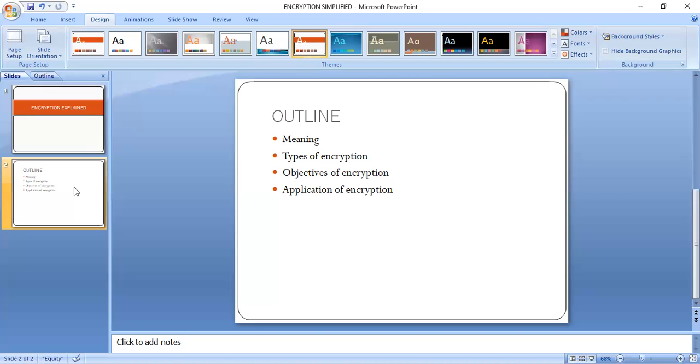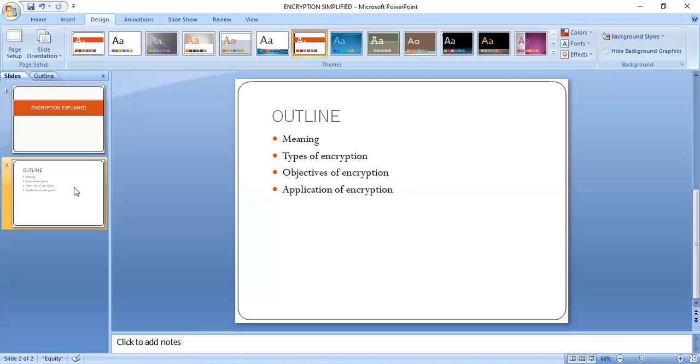Basically, you have encryption divided into three basic categories. You have private key cryptography, you have public key cryptography, and you have hash function algorithm. Private key cryptography is an encryption system in which the key that is used to encrypt is the same key that is used to decrypt. So if you use a key to lock a document, it is the same key you are going to use to unlock the document.